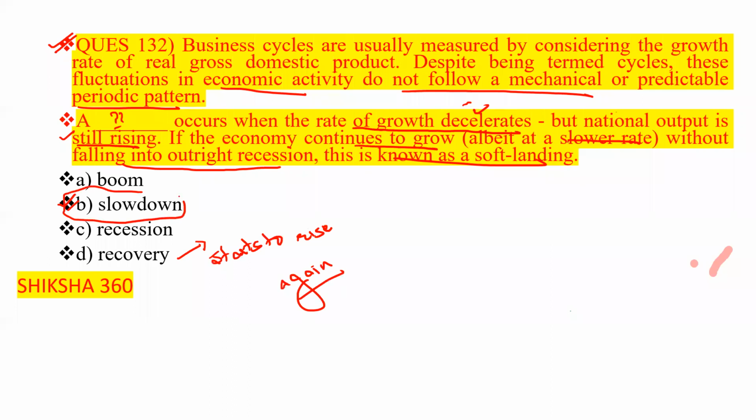It is a general question, not like the four stages; they are just asking that a slowdown occurs when the rate of growth goes down, but national output is still rising. So option B is the correct answer. A slowdown occurs when the rate of growth decelerates, but national output is still rising. If the economy continues to grow, even at a slower rate, without falling into outright recession, this is known as a soft landing. Now move to the next question.